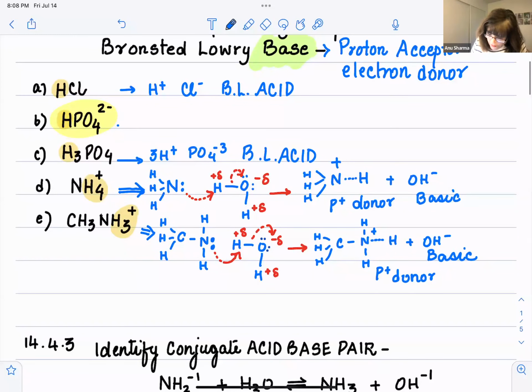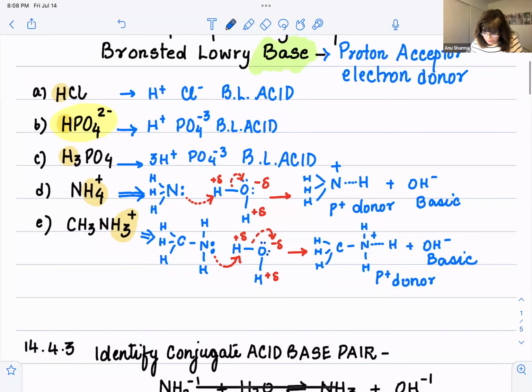This H2PO4 with one negative charge. What is it going to liberate? It can liberate one hydrogen ion, so it is a proton donor, and it is going to give you HPO4 minus two. Okay, so this is one way. So it is a Bronsted-Lowry acid. And is it the base? Is it the electron donor also? Will it accept the electrons? It can accept, and it can accept the protons also.